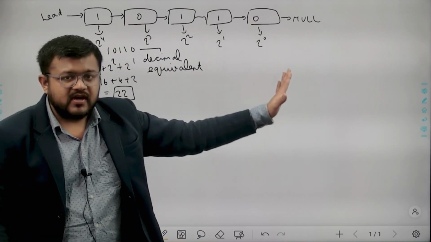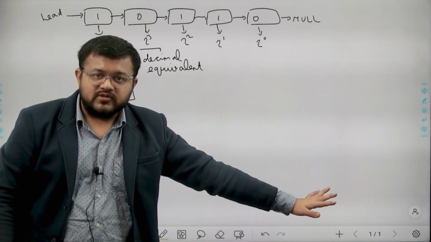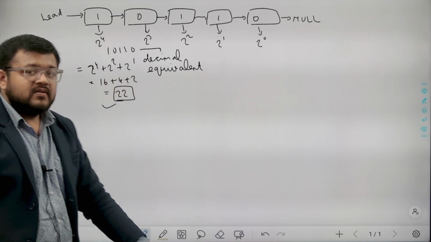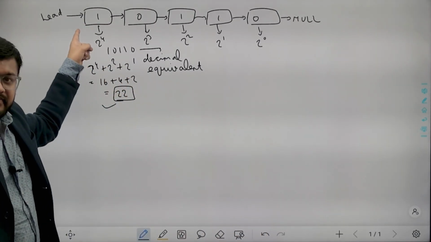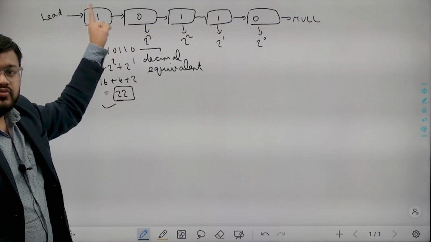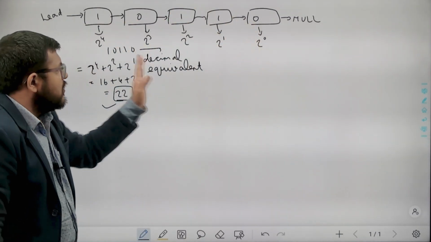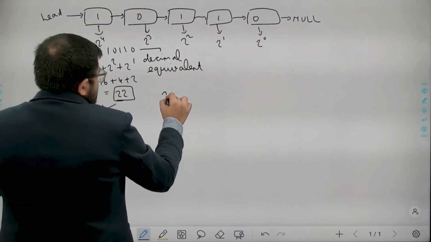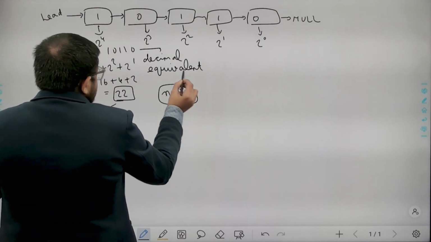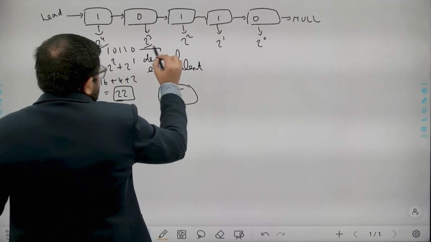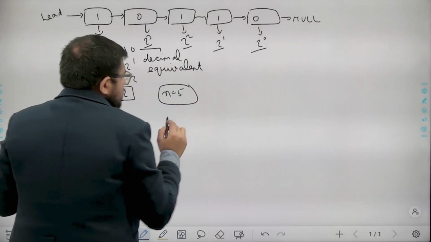First of all, you traverse the complete linked list and find the number of nodes. If the number of nodes is n, then the value of the first bit is 2^(n-1), the next is 2^(n-2), the next is 2^(n-3), and so on. The last is 2^0. For example, when you traverse the linked list, here there are 5 nodes. So the values of the bits are 2^4, 2^3, 2^2, 2^1 and 2^0.